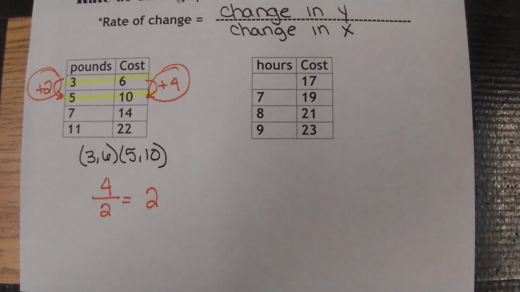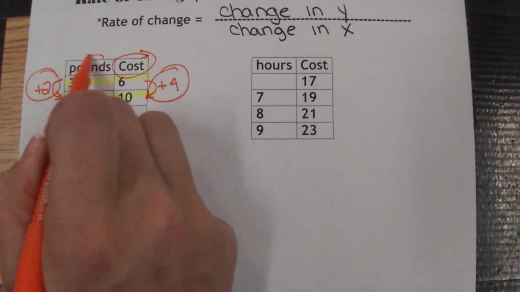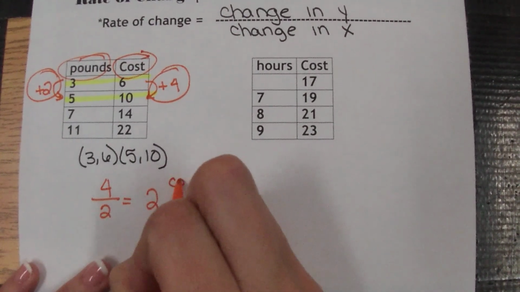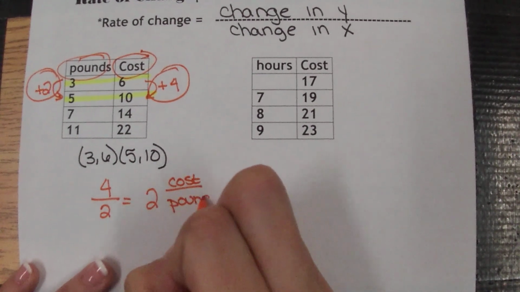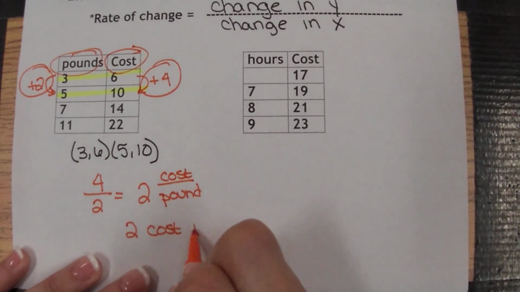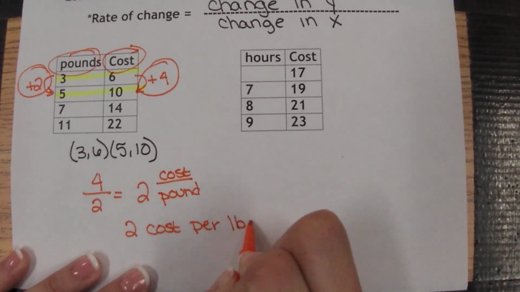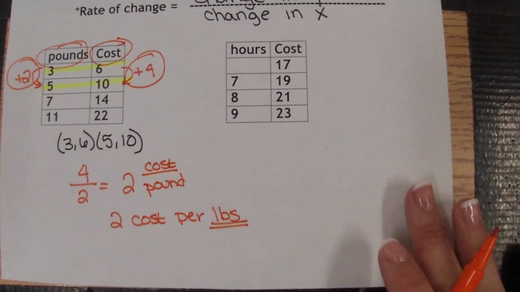Now, the label tends to freak my students out. Take a deep breath. It's just our y per our x. It's our cost per pound. Now, normally we wouldn't write it as a fraction, so we'll say 2 is our cost per pound. If we knew that this was dollars, remember this is how we abbreviate pound, we would say $2 per pound, but we don't know that that's what it is.